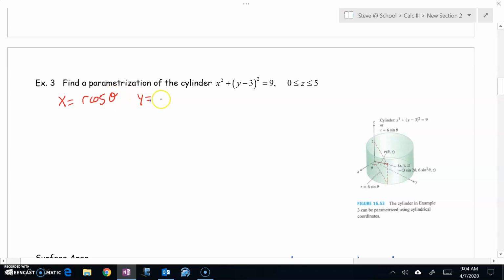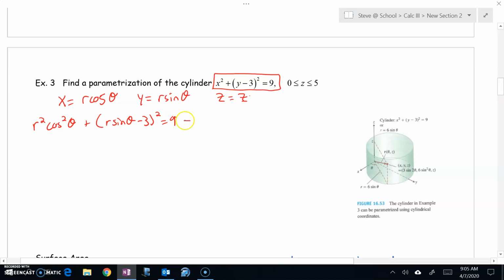We get y is equal to r sine theta, and then z is just equal to z. In cylindrical coordinates, z is z. So the problem is we have to figure out how to change this. Let's sub in for x and y, because we have an equation up here. I'm going to say r squared cosine squared theta plus r sine theta minus 3 quantity squared equals 9. All I'm doing is taking what I know x and y equal in cylindrical and plugging it in.